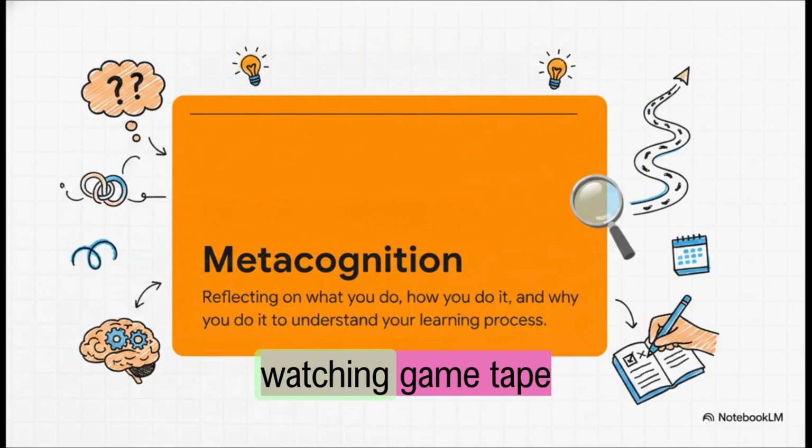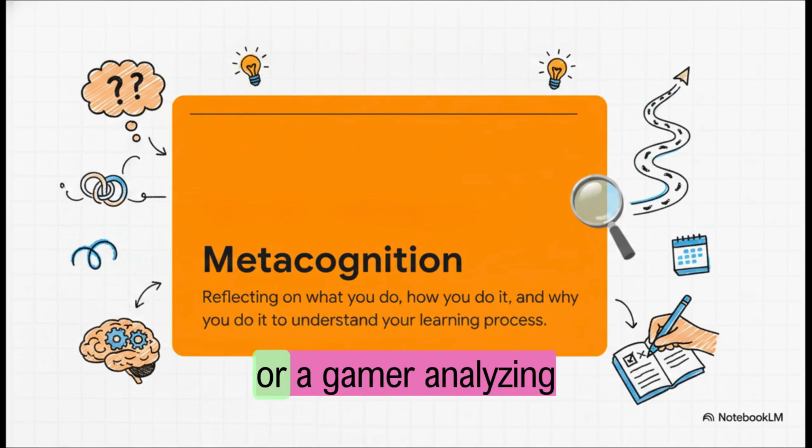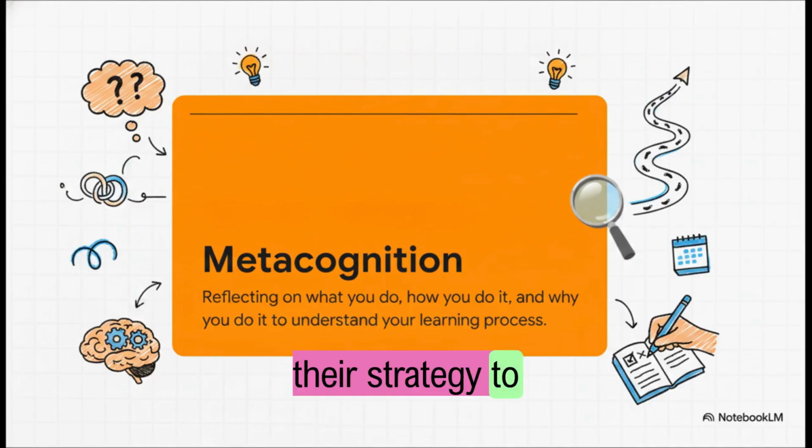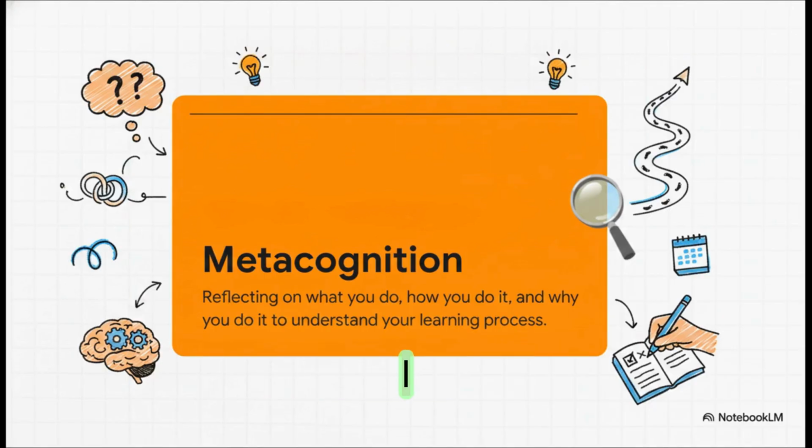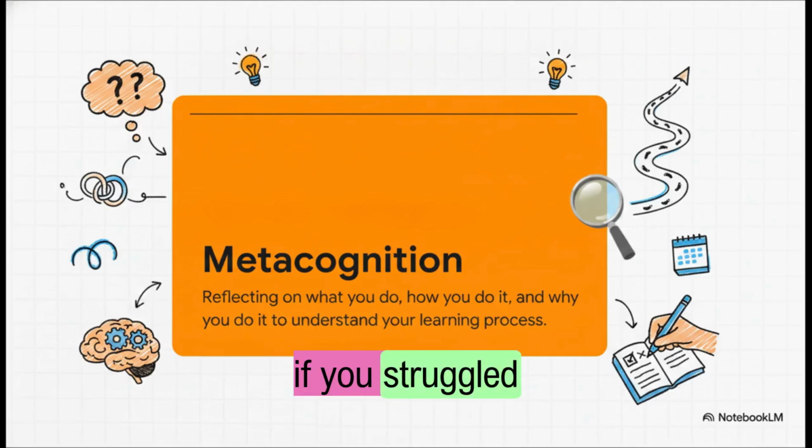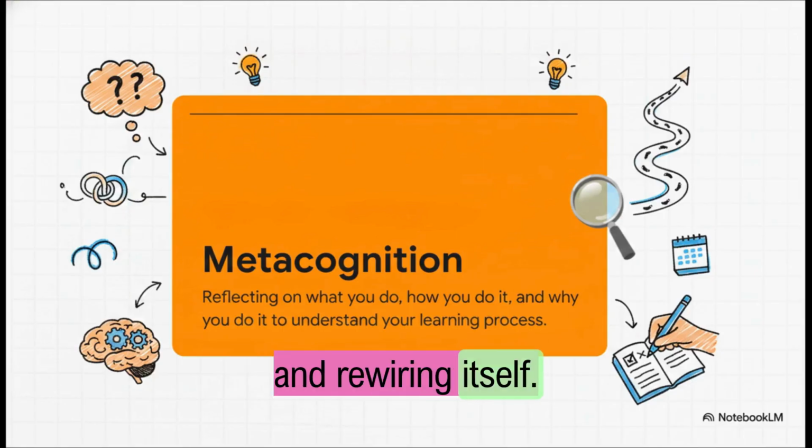It's like an elite athlete watching game tape to improve their swing, or a gamer analyzing their strategy to figure out why they lost a boss fight. I want to reassure you. If you struggled with an irregular verb spelling earlier, or if figuring out your sentence structure felt like untying a critical knot, that is 100% normal. That friction, that's your brain actively learning, leveling up, and rewiring itself.